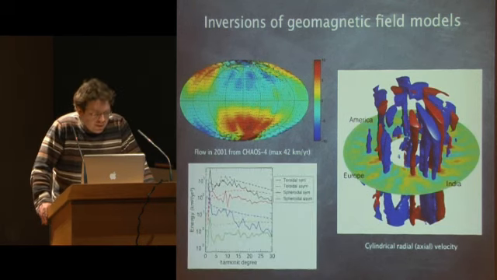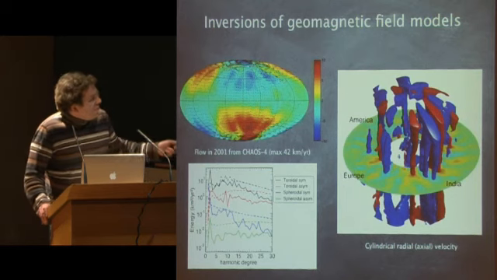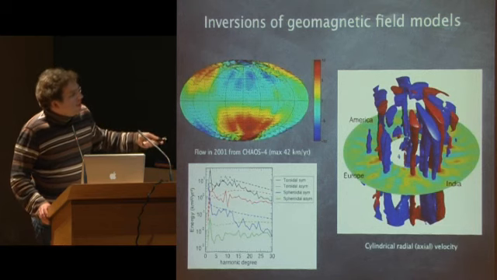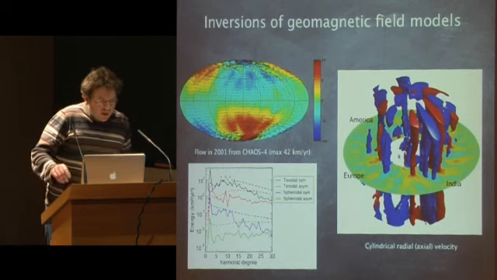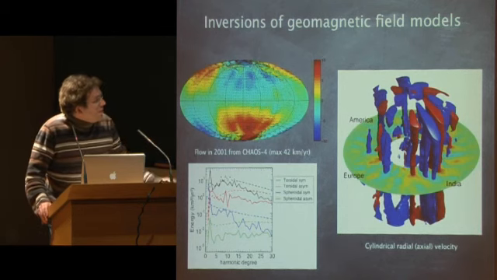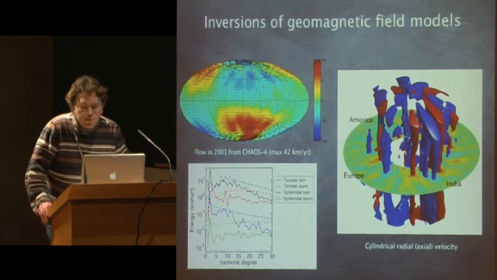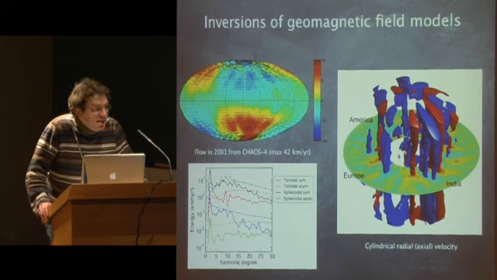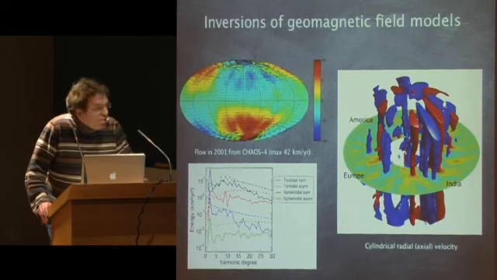This is a power spectrum of the velocity field. So you have 4 components: toroidal symmetrical, toroidal asymmetrical with respect to the equator, spheroidal symmetrical, and spheroidal asymmetrical. What you see, the dashed lines, are the average spectra of the prior model. And of course, what is interesting is the departure of our actual flow inversion with respect to the prior.